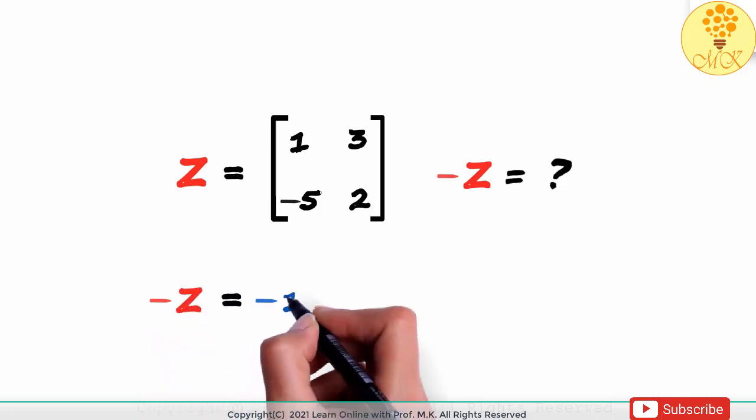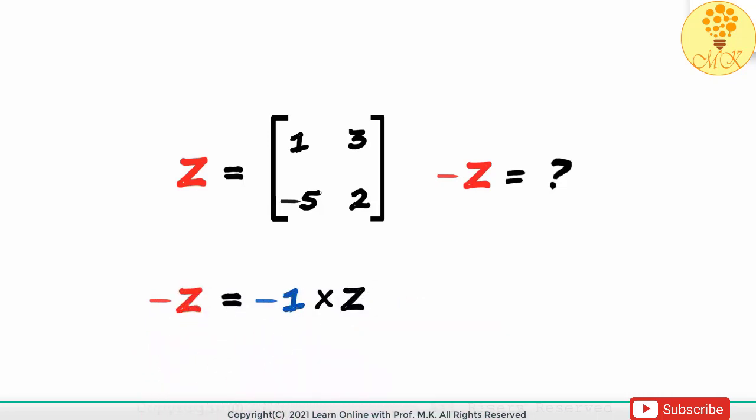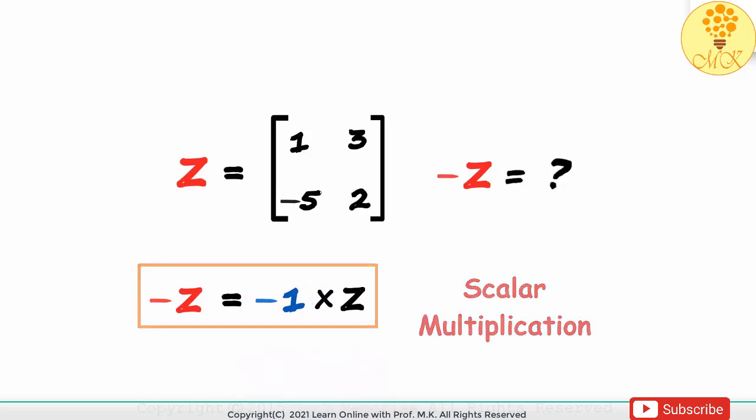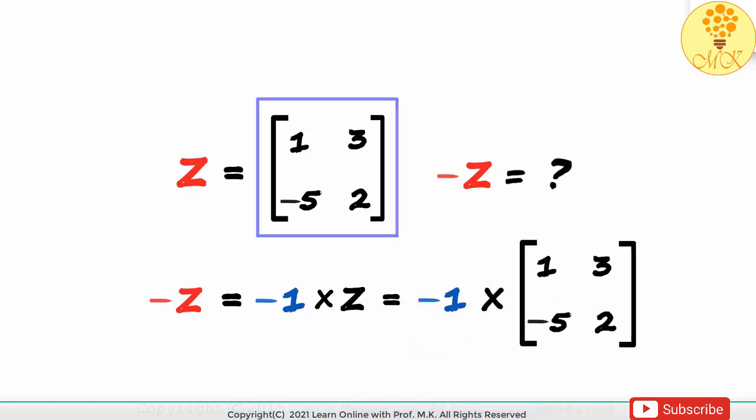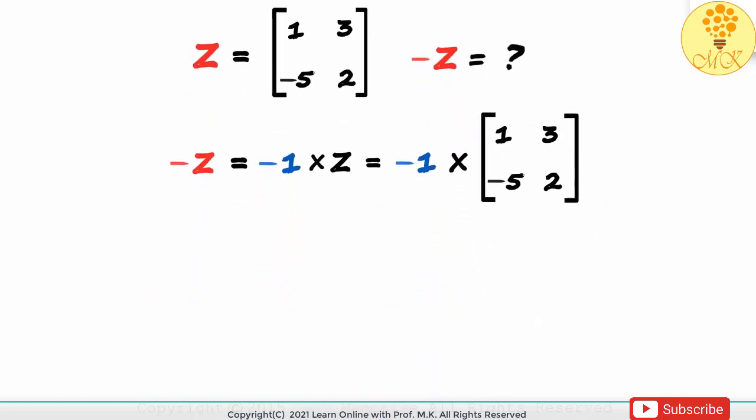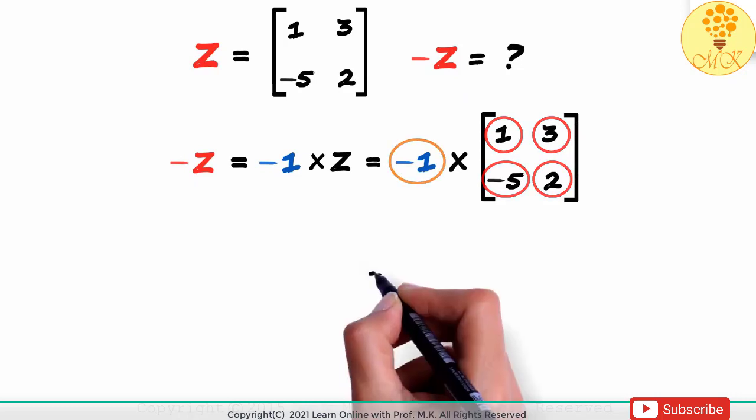-Z can be written as -1 multiplied by Z. We are multiplying a matrix with a constant, and this is a classic case of scalar multiplication. It's equal to -1 multiplied by this matrix Z. Let's shift the camera a bit and write down the resulting matrix underneath. Each element will be multiplied with -1.